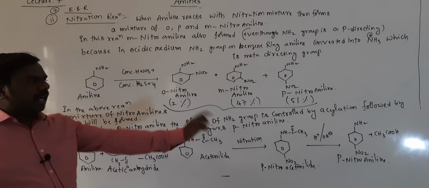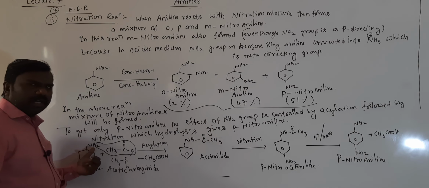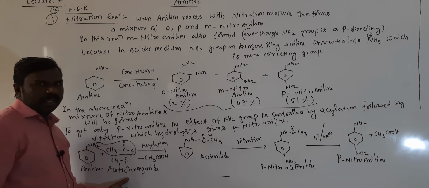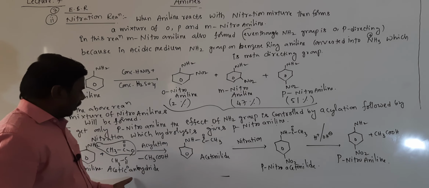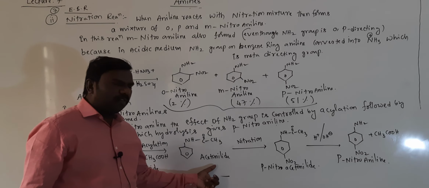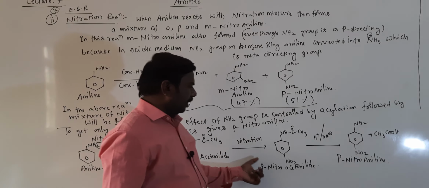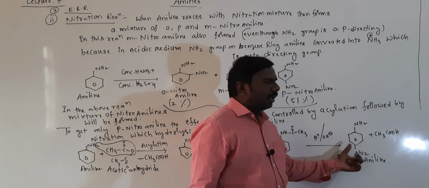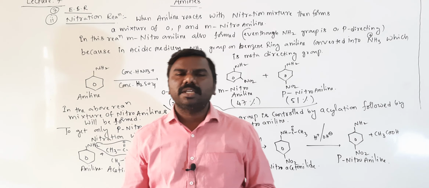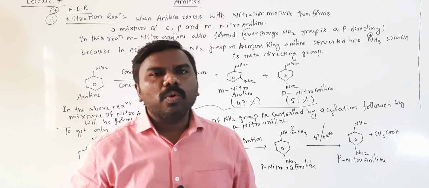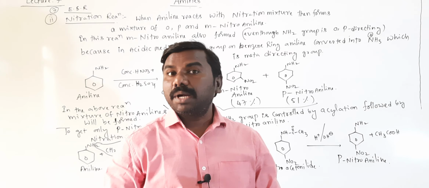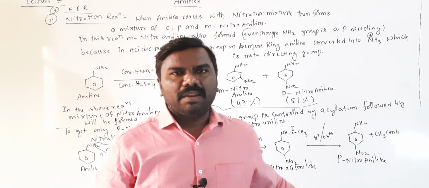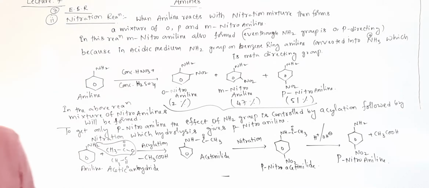To get para-nitroaniline, the highly activating effect of NH2 in aniline will be controlled by acylation with acetic anhydride, then forms acetanilide, which on nitration then forms para-nitroacetanilide, which on hydrolysis in acidic or basic medium then forms only para-nitroaniline, but not a mixture of ortho, para, meta nitroaniline. Very, very important. Next students.